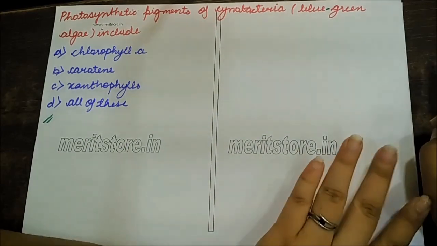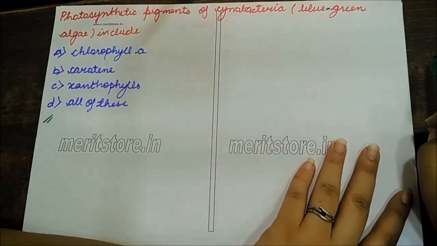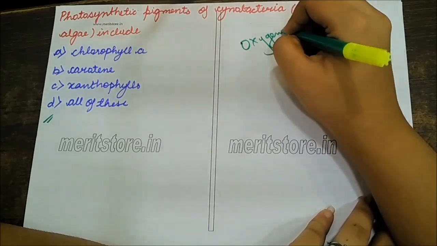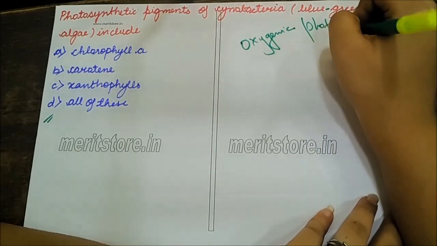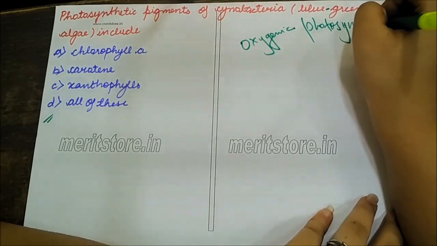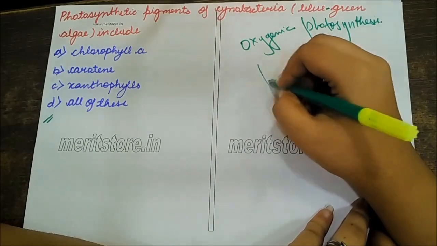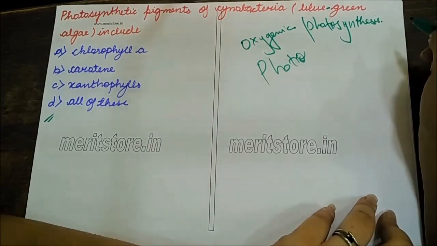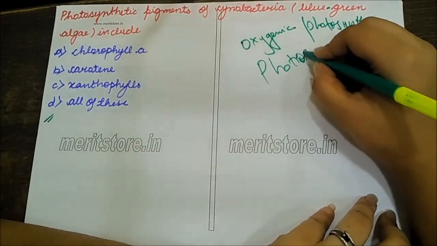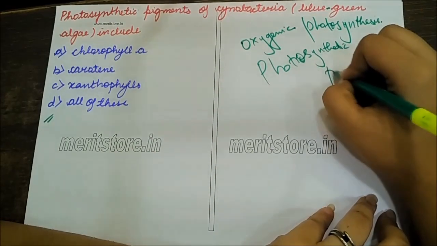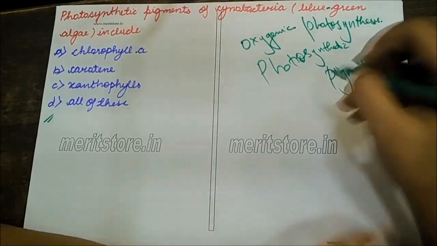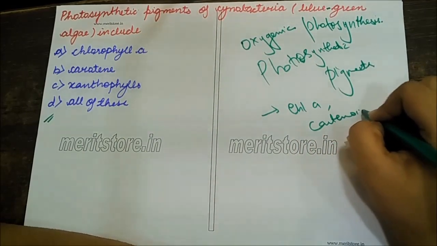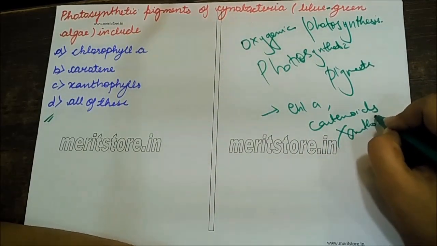Cyanobacteria or blue-green algae are gram-negative photosynthetic prokaryotes which perform oxygenic photosynthesis. Now, what does the photosynthetic pigment contain? This is very important. You may also get a question on photosynthetic pigments of bacteria. The pigments are as follows: chlorophyll A, carotenoids, and xanthophylls.